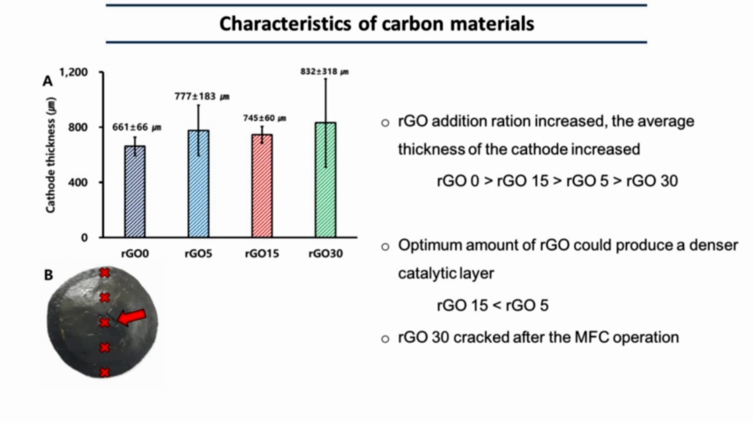However, the thickness of the RgO30 cathode was 832 micrometers, which was thicker than the general cathode thickness. As a result, RgO30 was cracked on the surface, which affected the electrochemical performance of the MFC. The cathode thickness was thicker as the amount of RgO added increased.